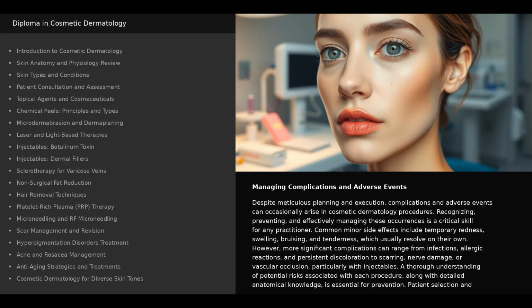However, more significant complications can range from infections, allergic reactions, and persistent discoloration to scarring, nerve damage, or vascular occlusion, particularly with injectables. A thorough understanding of potential risks associated with each procedure, along with detailed anatomical knowledge, is essential for prevention. Patient selection and adherence to sterile techniques are also paramount in minimizing adverse events.